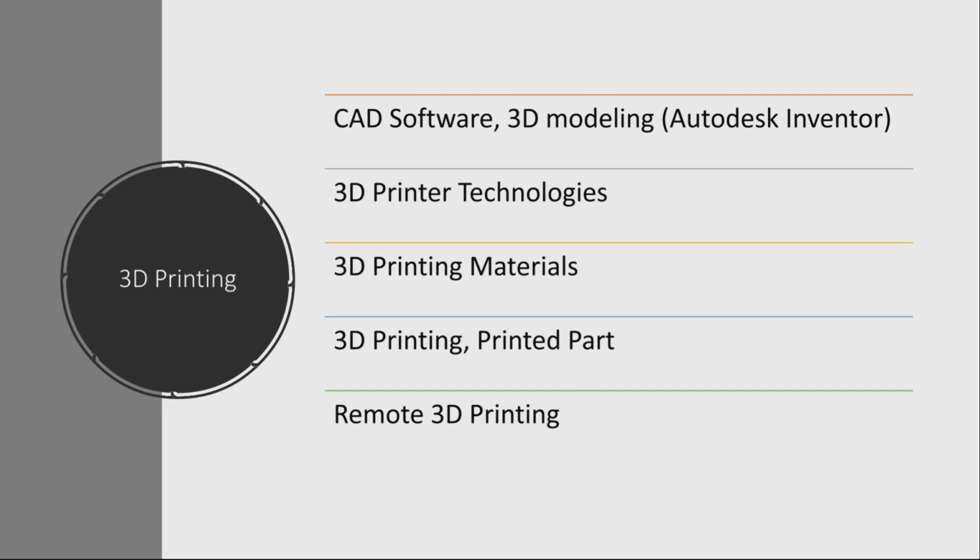In this 3D printing session, I'll go in deep with CAD softwares. So here I will be using Autodesk Inventor for demonstrating 3D modeling, and then 3D printer technologies. So that literally means how a 3D printed object is made, with what all technologies, what all types of 3D printers are there in the market, and then the materials used in 3D printers, different types of material in different types of 3D printers. Remote 3D printing.